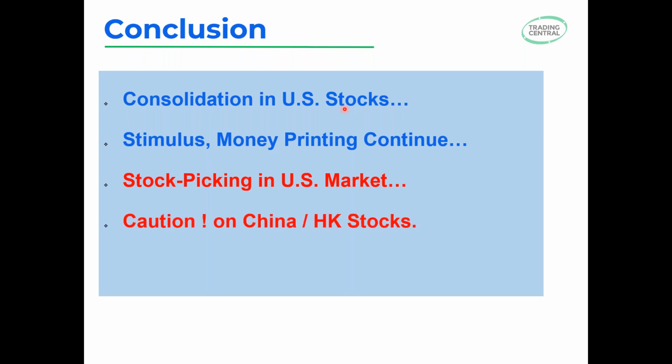Yes, we are seeing a consolidation in US stocks, but at the same time we are seeing non-stop stimulus and money printing, which is good for the asset market. I mean the US stock market, don't misunderstand me, not other markets, not the Hong Kong China stock market. For the Hong Kong China stock market, I advise caution. So spend more time digging out good stocks with a good setup in the US market. All right, thank you, Ming Hui.